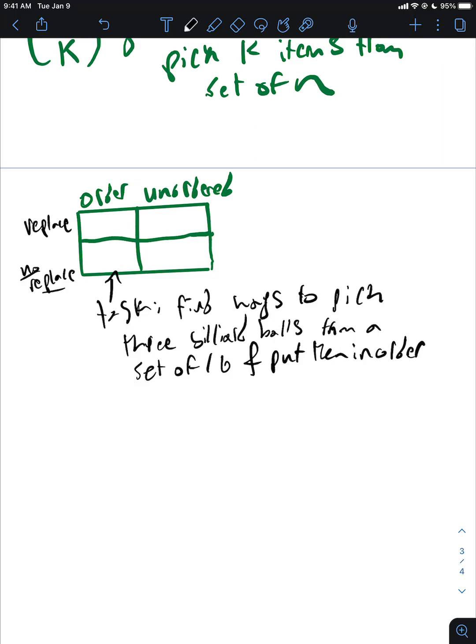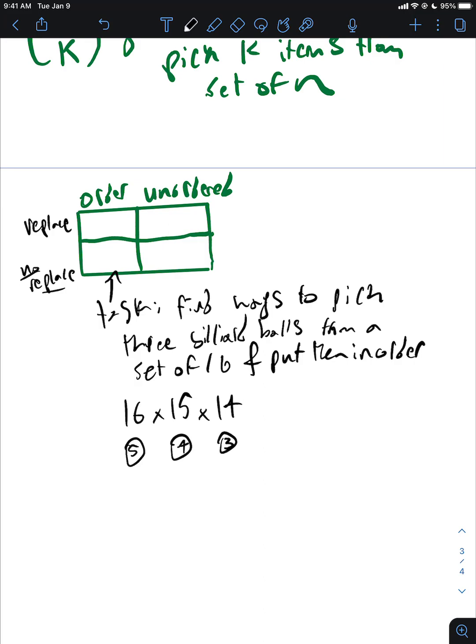So the idea is, how many options do you have at the first moment? You have 16. Then if you don't put it back, how many options do you have at the second moment? You have 15. And then if you don't put it back, you have 14 options at the third moment. And you might want to draw this out, that this might correspond to picking 5, 4, 3. That's one way this could happen.